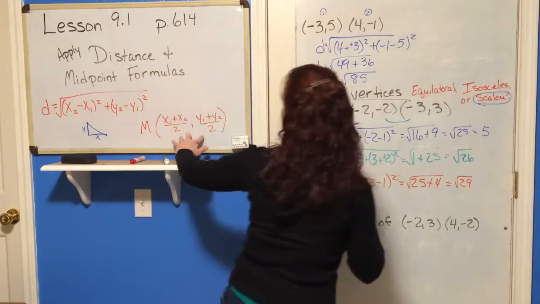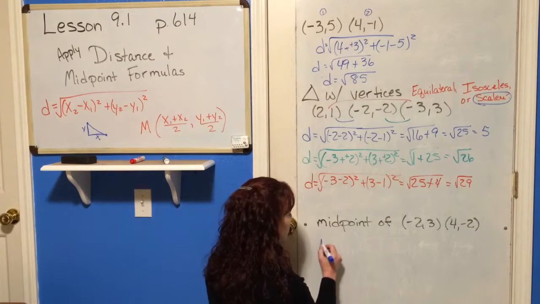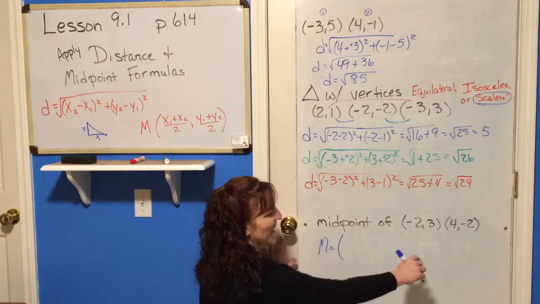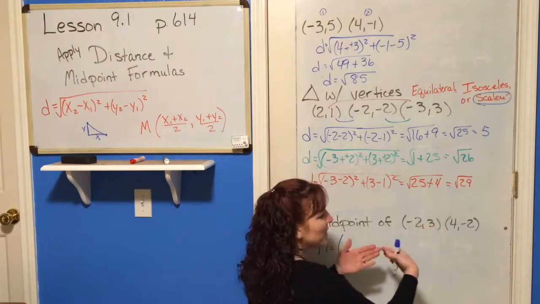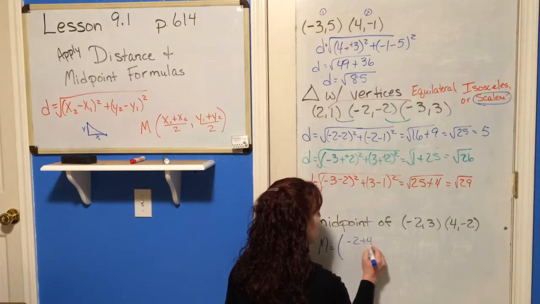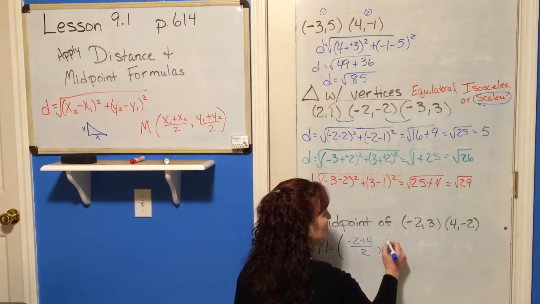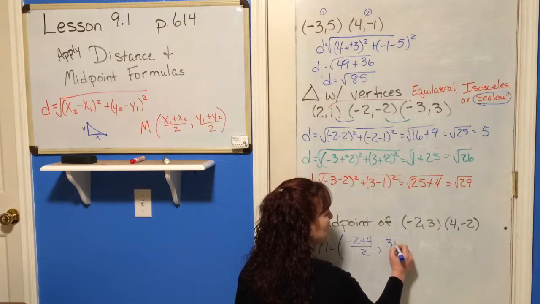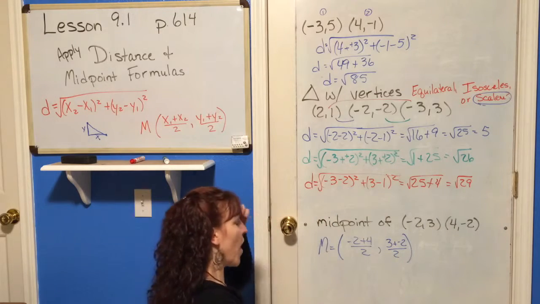So then we're just going to use our midpoint formula. We're going to take the x values, add them and divide by 2 to give my new x value. So negative 2 plus 4, all divided by 2. And then the y values, you're going to do the same thing. 3 plus a negative 2 divided by 2, and that's going to be my y value.